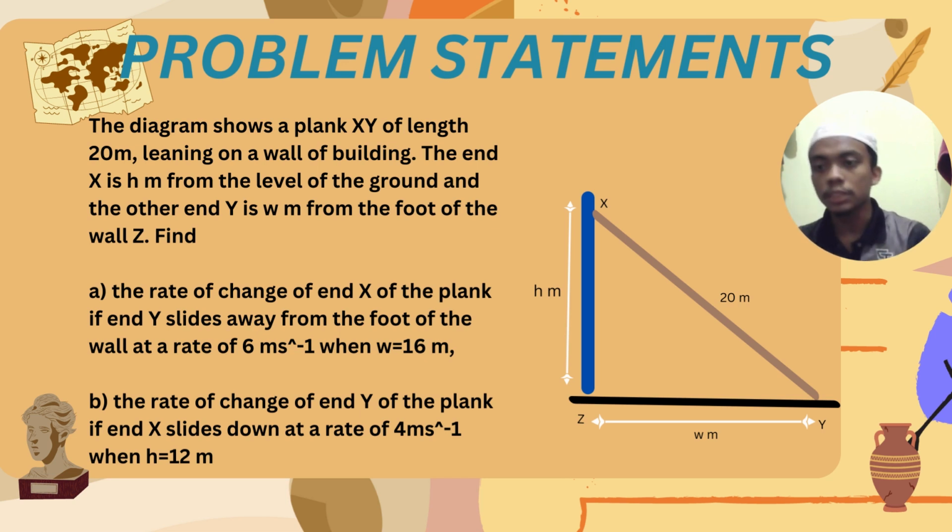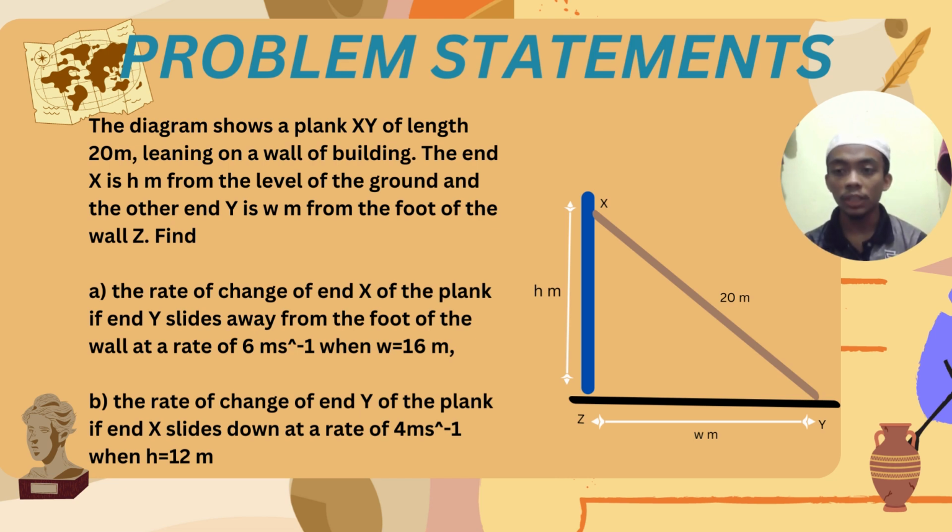The statement is: the diagram shows a plank XY of length 20 meters leaning on a wall of a building. The end X is h meters from the level of the ground and the other end Y is w meters from the foot of the wall.